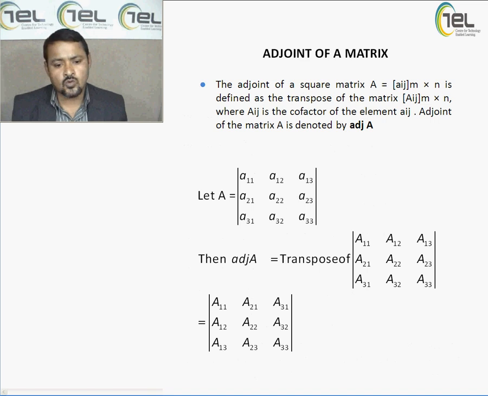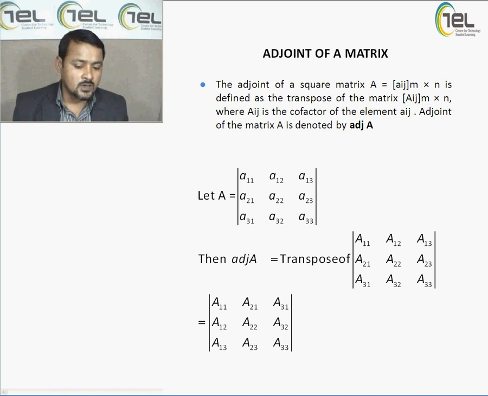After you calculate the cofactors, we should be able to put up the adjoint of a matrix. The adjoint of a square matrix A is defined as the transpose of the matrix of the cofactors. So to find the adjoint of the matrix A, adjoint A is equal to C transpose, that is the transpose of the cofactor matrix.